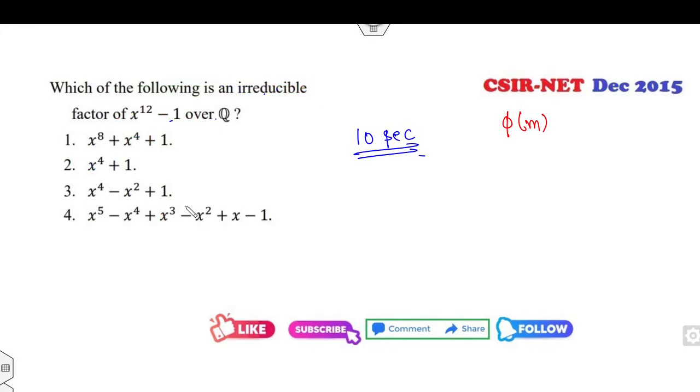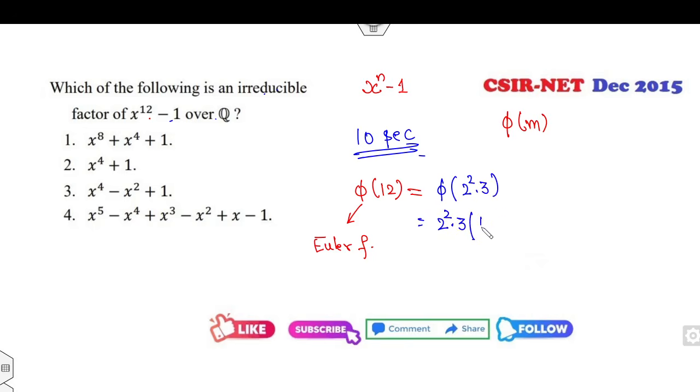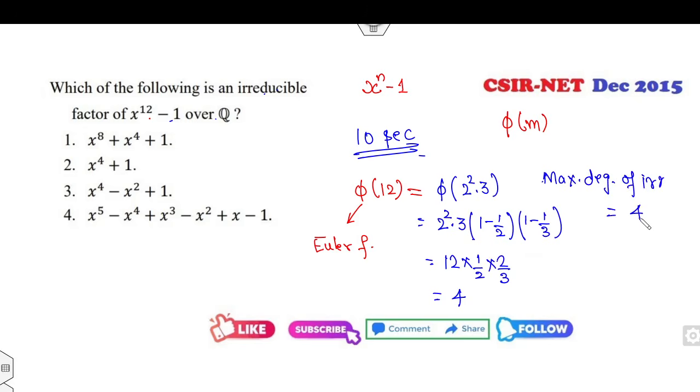So now you can see in this case it is x raised to power n minus 1. So what is the right answer of this? Phi of 12. What is phi? Phi is my Euler function. How can you do the Euler function? I can write the prime factorization 4 into 3, so this is 2 squared into 3, times 1 minus 1 over 2, and 1 minus the second prime number. So that will be 12 times 1 over 2 times 2 over 3, that will be 4. So the maximum degree of an irreducible polynomial is 4. So option A cancelled, option B cancelled.